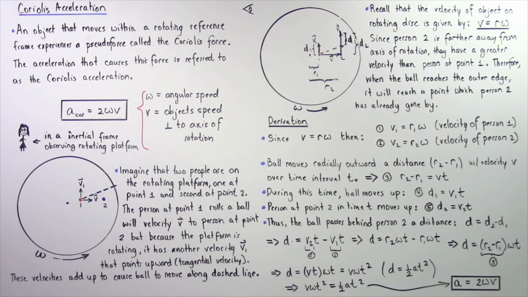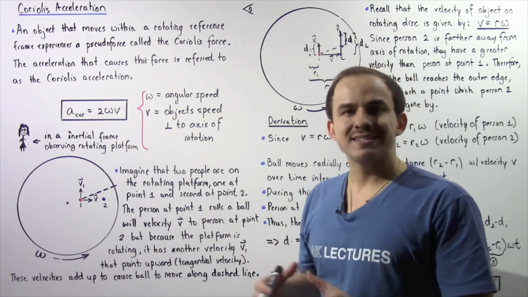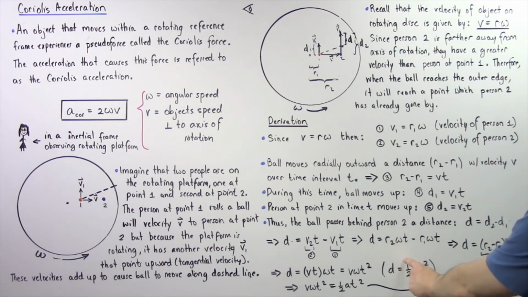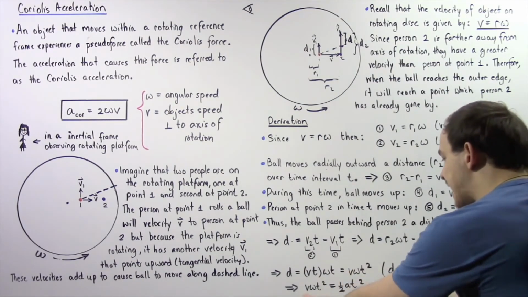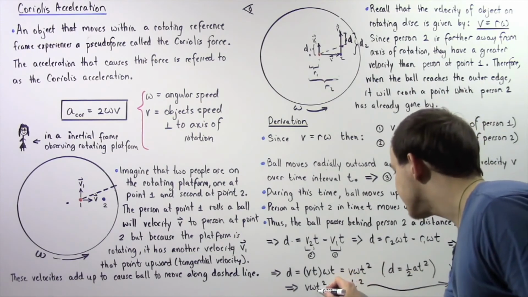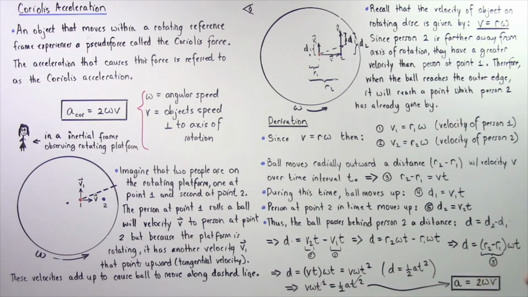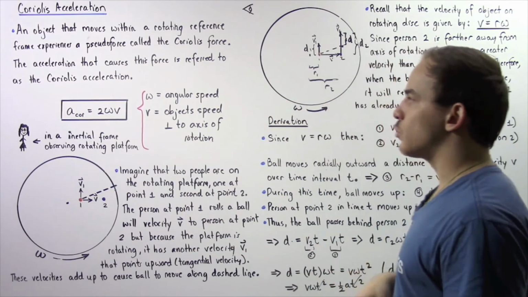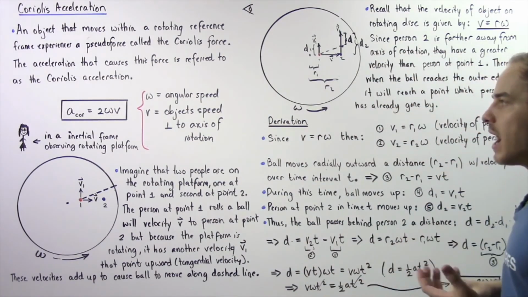Now, notice the form of this equation has the same exact form as the displacement of an object under constant acceleration. So d is equal to 1/2 a times t squared. So we set this equation equal to this equation and we get this result. Notice we can cancel out the t squared and we can solve for a. And a is equal to 2 multiplied by omega multiplied by v, which is the same exact equation as the equation for the Coriolis acceleration, which we mentioned previously. So 2 multiplied by omega multiplied by v.